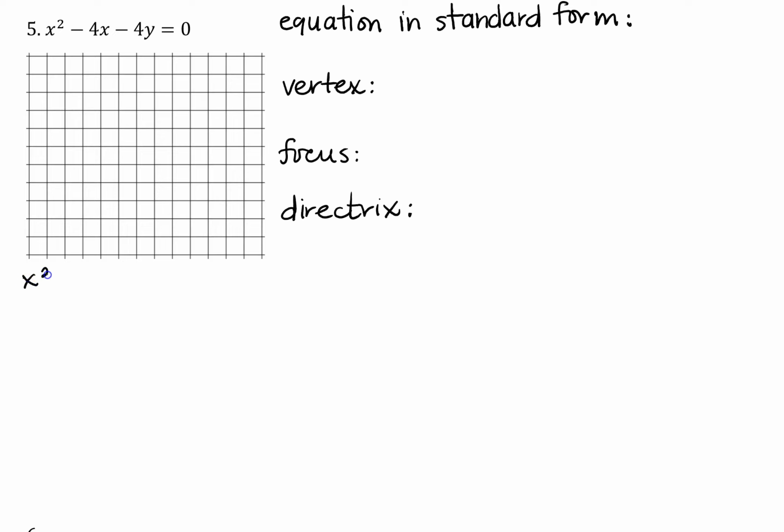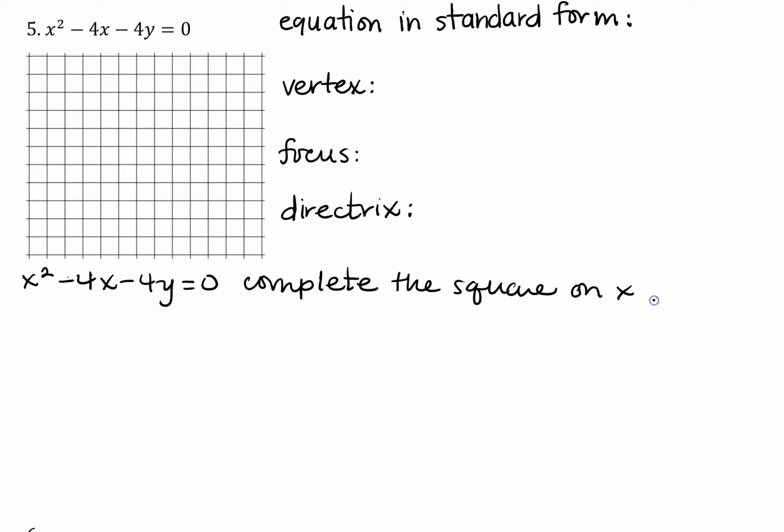So to find the equation of this parabola in standard form, we are going to complete the square on x. And the reason that we are completing the square on x is because x is the one that is squared in this problem. So I'm going to start by moving any term that does not have an x over to the other side of the equation. So I'm going to add 4y to both sides. So we have x squared minus 4x is equal to a positive 4y.